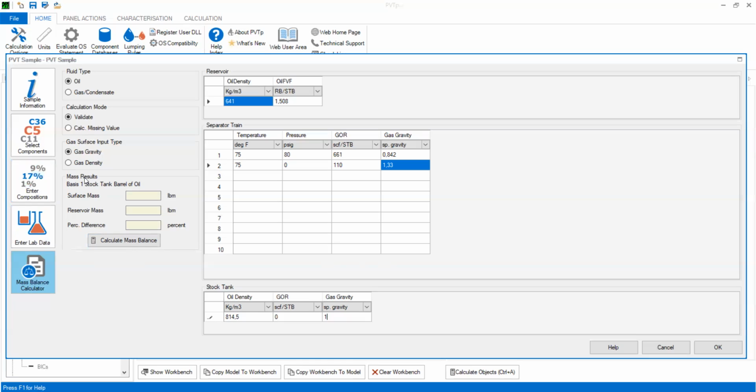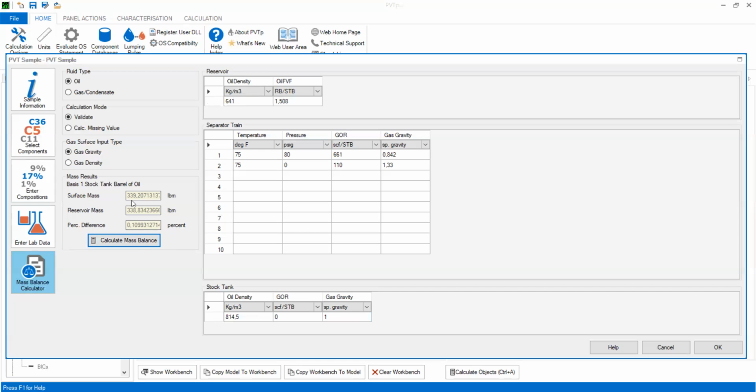So here is the mass results. We have basis 1 stock tank barrel of oil. Now we will calculate the surface mass in pounds and reservoir mass in pounds. We expect that the percent difference will be very, very small because it's mass balance. There is no mass consumption during our process, so there will be balance between surface condition and reservoir condition. So let's do it together. Click on calculate mass balance and great.